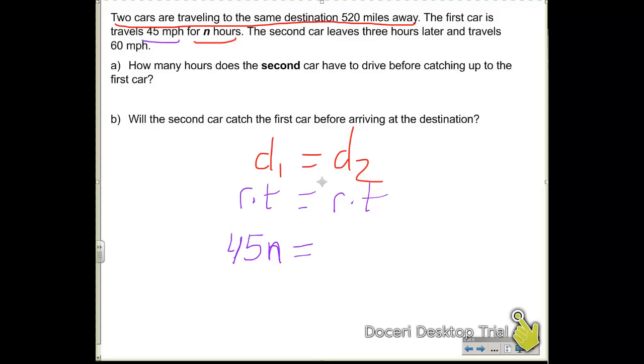Now the second car has a rate of 60, but its time was 3 hours later than the other car. So however long the first car was traveling for, which was N, the second car is going to be 3 hours less. So I'm going to do N minus 3 to represent the time value of the second car.